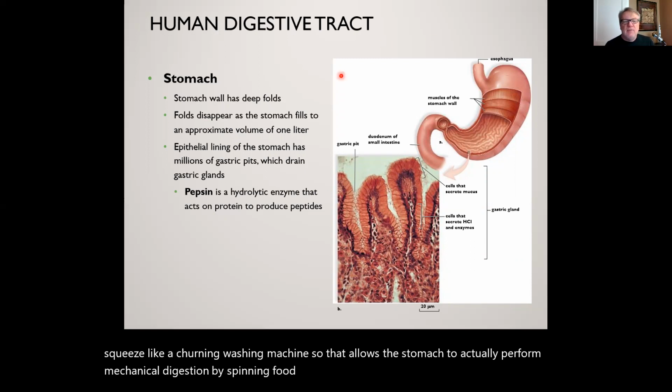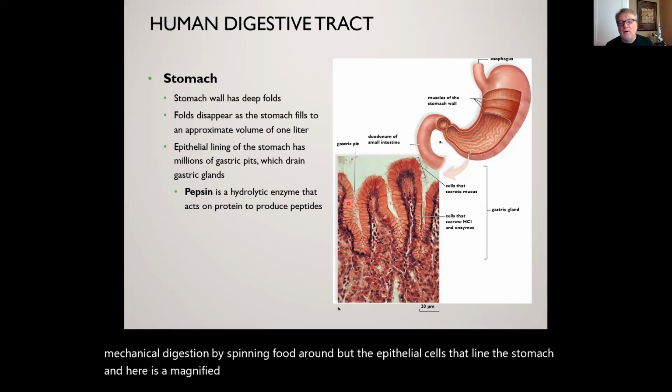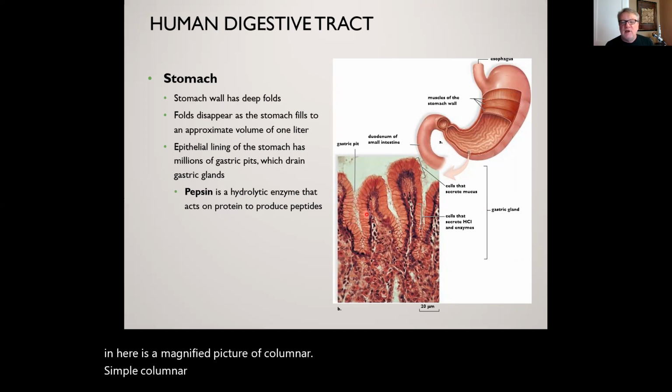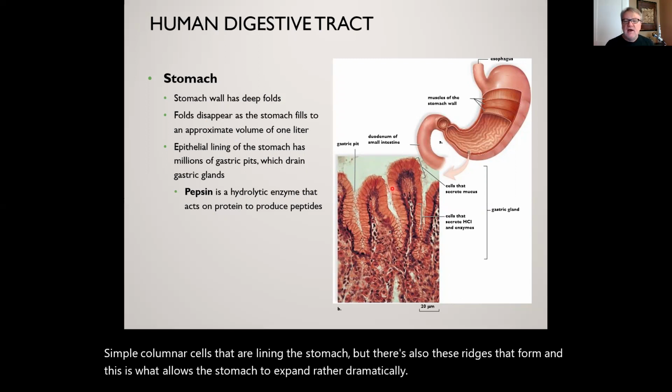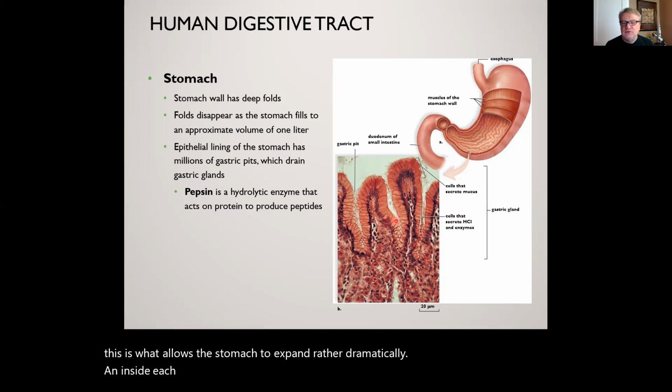But the epithelial cells that line the stomach, and here is a magnified picture of simple columnar cells that are lining the stomach, but there's also these ridges that form, and this is what allows the stomach to expand rather dramatically. And inside each of these little ridges are these pits, and there are some specialized cells there.